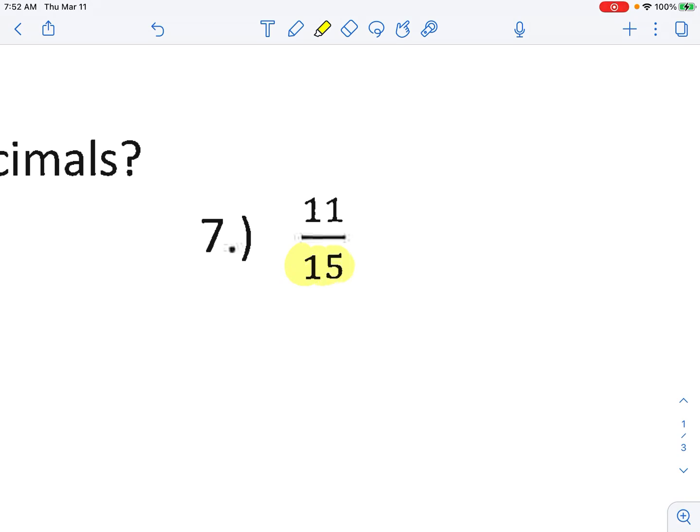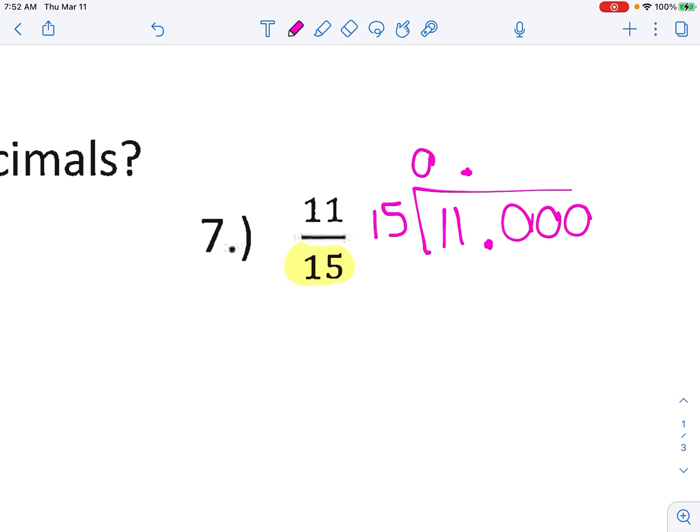11/15. Check your denominator. Is there anything you can multiply 15 times to get to 100? No. So this one's going to be numerator divided by denominator. You're going to add your decimal and your 3 zeros. So 15 cannot go into 1. 15 cannot go into 11. 15 times 7 is 105. 110 minus 105 is 5.